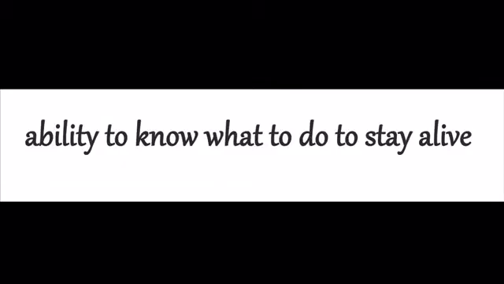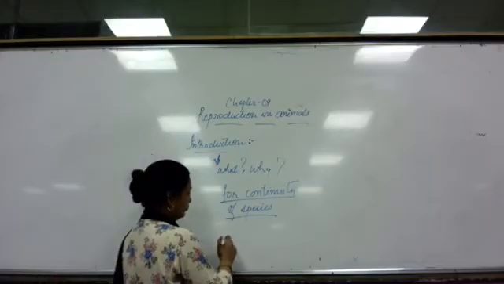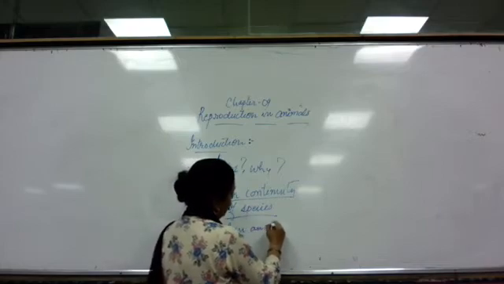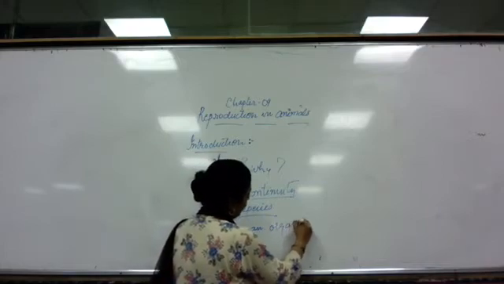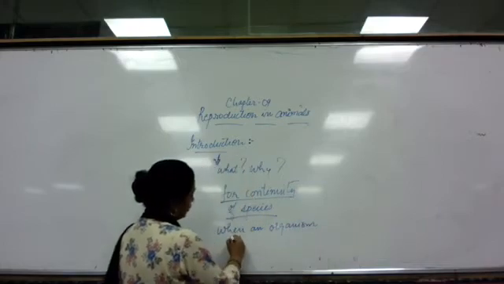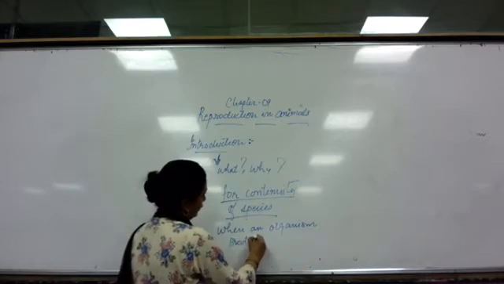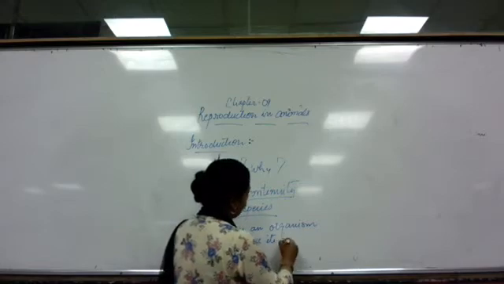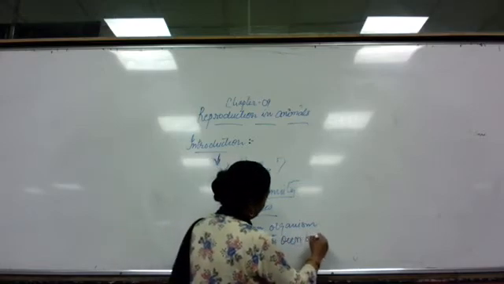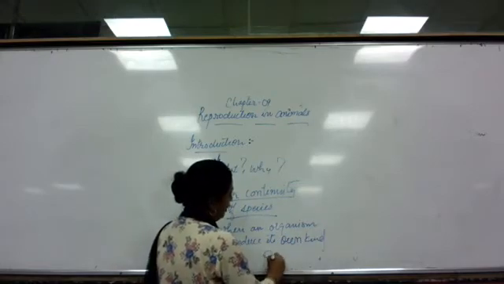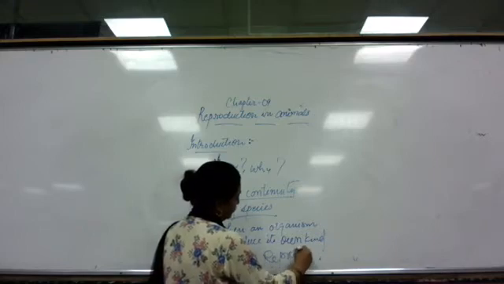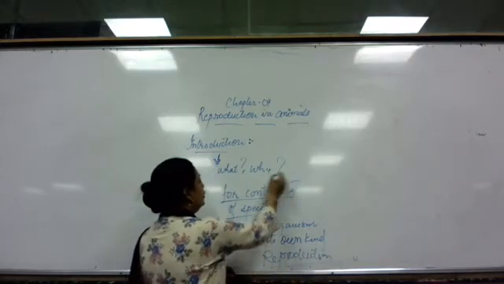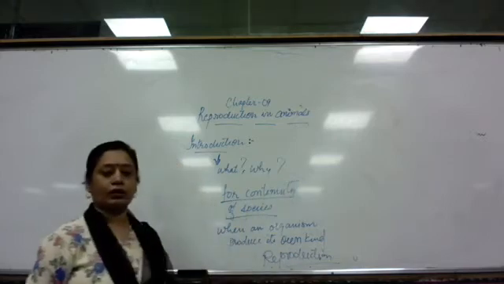Now what is reproduction? When an organism produces its own kind, that process is called reproduction. Why is reproduction important? To continue the species on earth.